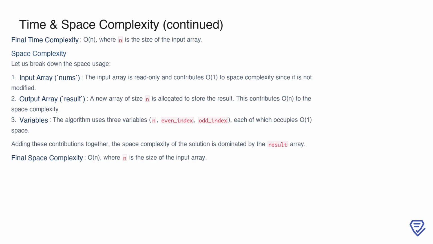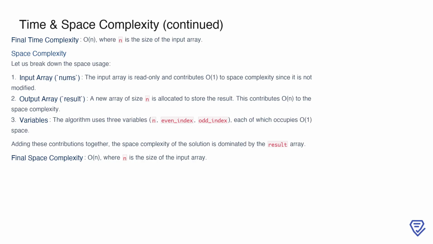Now, let's analyze the space complexity. The input array nums is read-only, so it doesn't contribute additional space usage beyond the input itself, which is O(1). The result array, however, is newly allocated with a size of n, contributing O(n) to the space complexity.